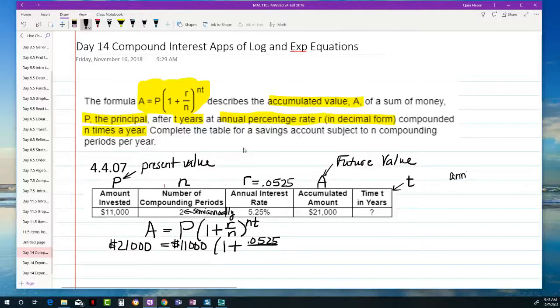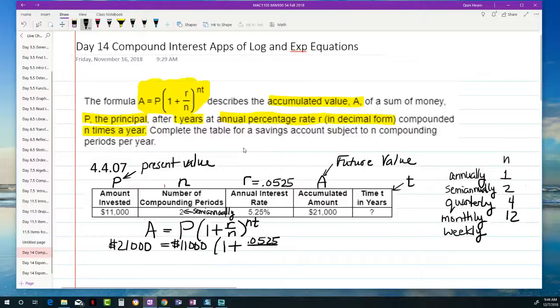So you might have a compounding period that's indicated with the word annually, and that means your n value is 1. Semi-annually means twice a year, so n is 2. Quarterly means 4 times a year, so you're going to use n as 4. Monthly is another common one. That's 12 times a year. It might be weekly, which means that it's going to be 52 because 52 weeks in a year. It might even be daily, which means 365 times in a year.